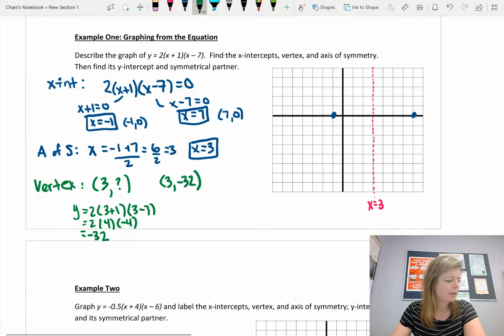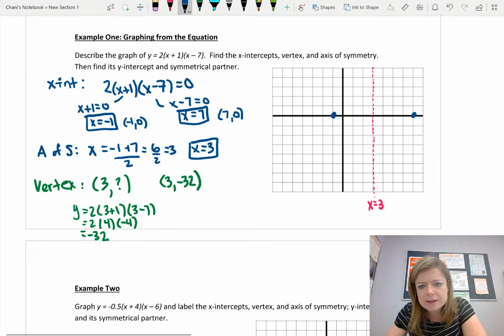-32). So in order to show this properly, I'm going to set my scale here that I'm going down by 5s. So this is -5, -10, -20, and -30. So my vertex is about there, and I'm going to label it (3, -32).